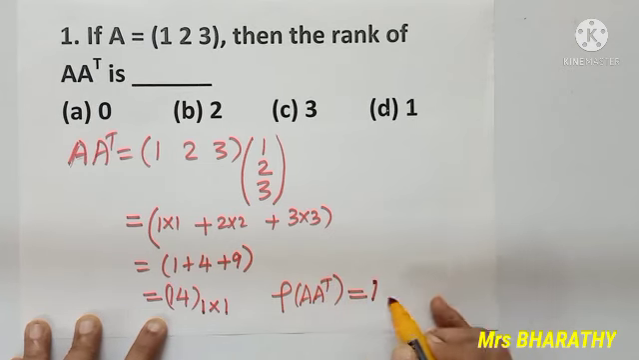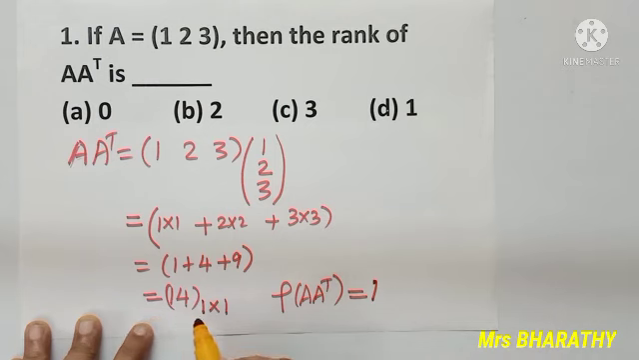Why do I say 1? It has only one row and one column. So obviously the rank must be equal to 1 or below 1. If it is 0, my answer is 0. If it is a non-zero element, my answer is 1. You need not even calculate all this.